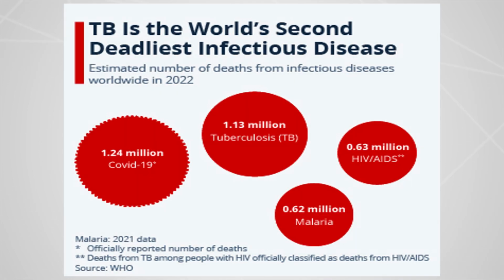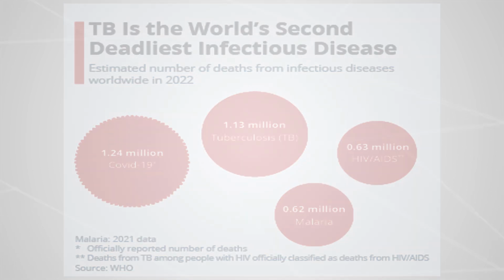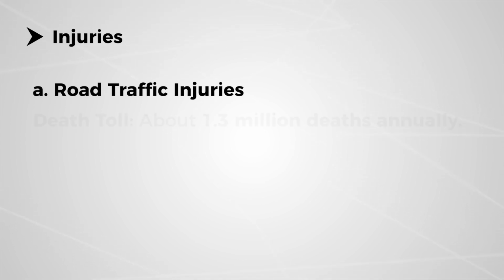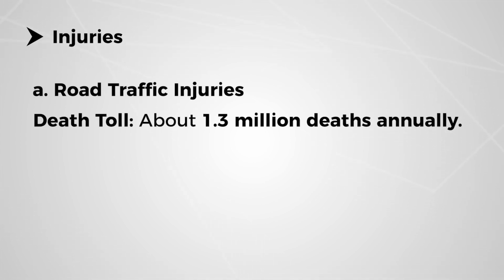In this figure also learners can see that diarrhea is the second most common cause of child deaths worldwide. So learners can see this figure and also analyze how deaths relate to this disease. Then we have various injuries, both intentional and unintentional, among the leading factors of death worldwide. Then we have traffic injury, with a death toll of around 1.3 million deaths annually.